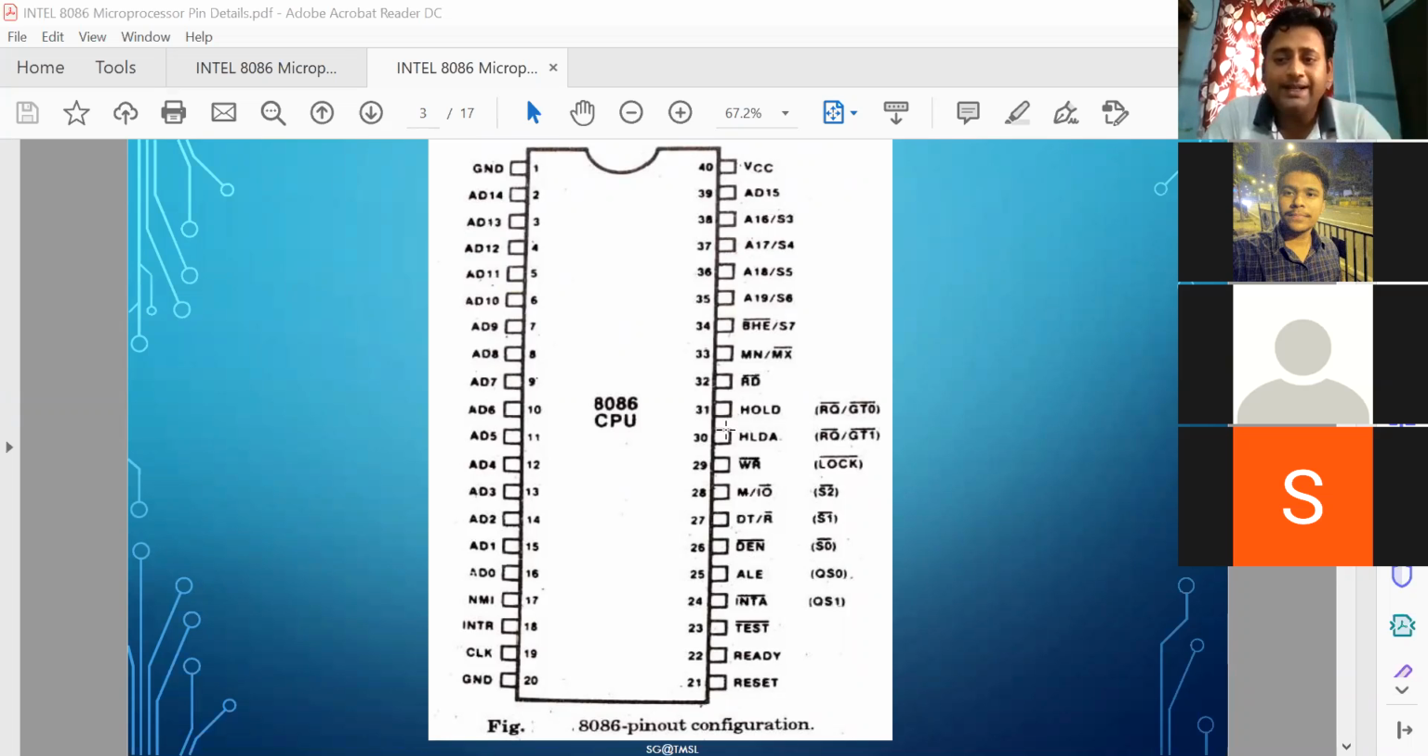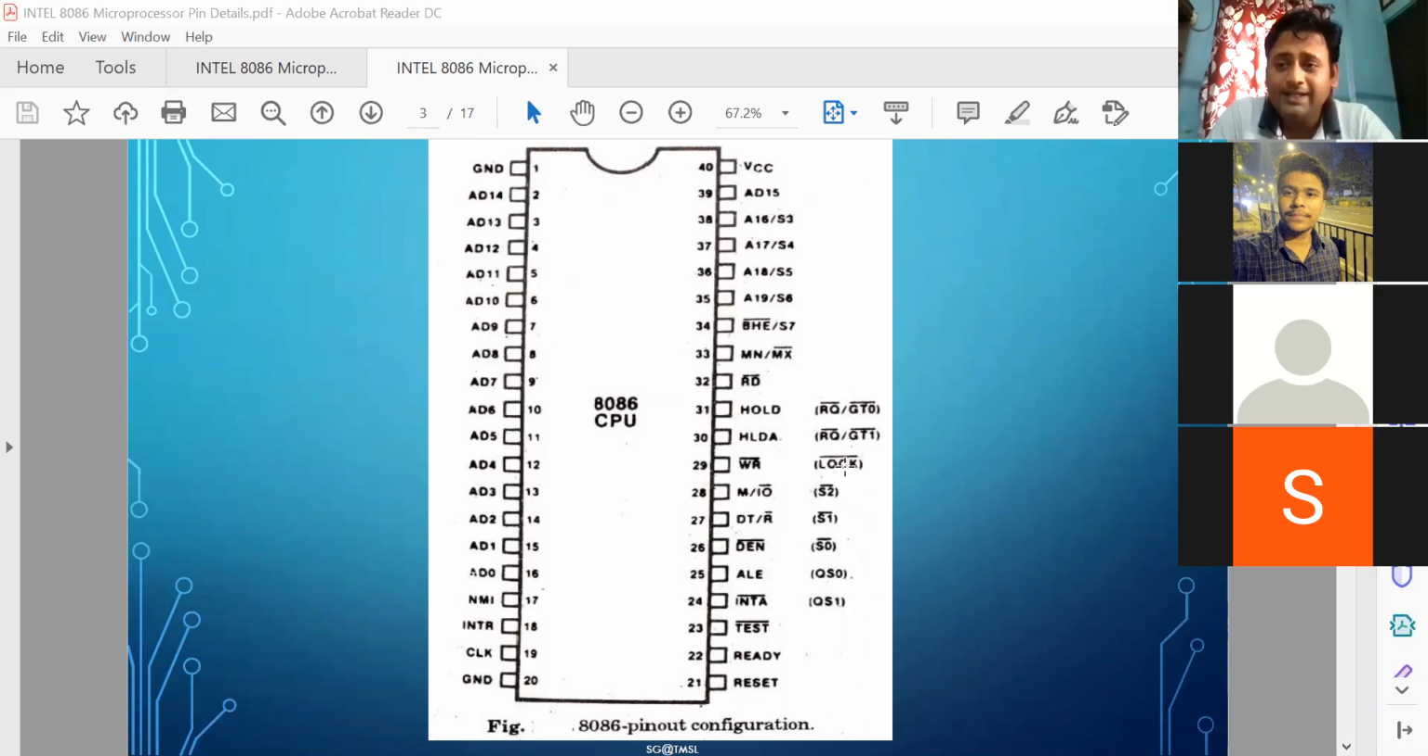The same pins are used for different purposes in maximum mode, like these two pins: RQ bar/GT0 bar, and RQ bar/GT1 bar. These pins are for request and grant of the bus access. In case of the DMA process, it is used to request or grant the permission. So request and grant, these two pins are available.